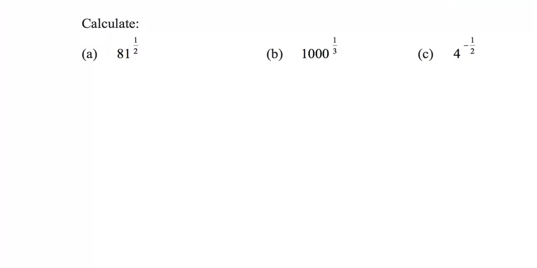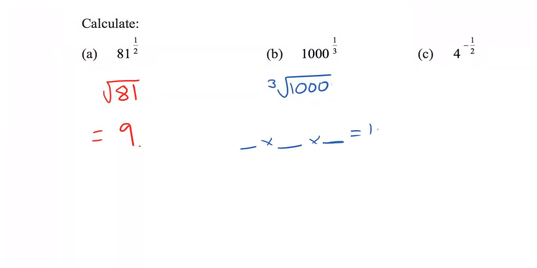Okay, so 81 to the power of a half, this means the square root of 81. Well, what number multiplies by itself to make 81? 9. B. So this means the cube root of 1,000. So what number multiplies by itself 3 times to make 1,000? And of course, this is going to be 10. 10 times 10 is 100 times another 10 is 1,000. So the answer is 10.